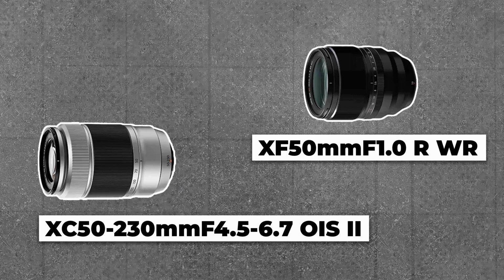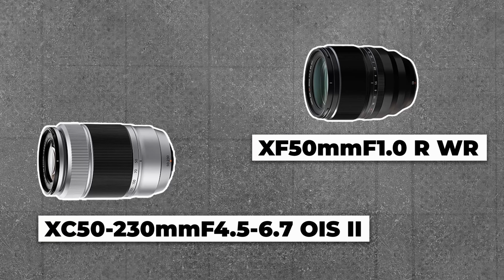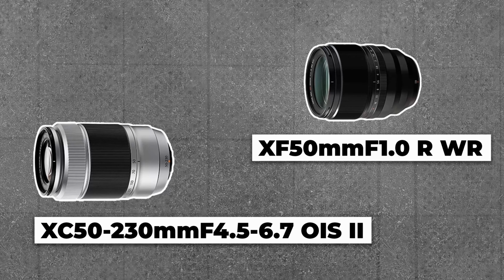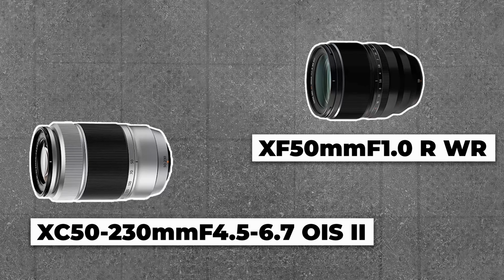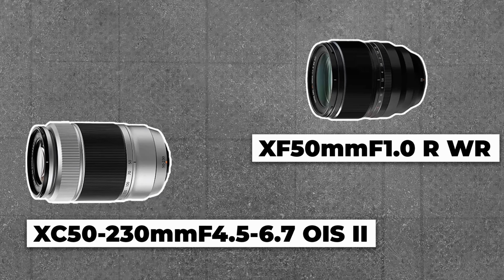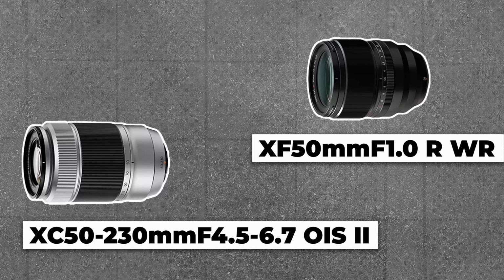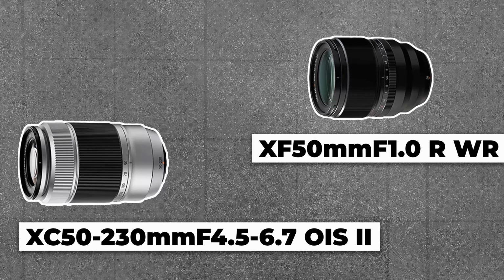So these lens names will usually start with either XF or XC. XF being the higher tier products that are made out of the highest quality materials, and XC somewhat more budget products with a more plasticky finish. The XC models also don't have an aperture ring on them.